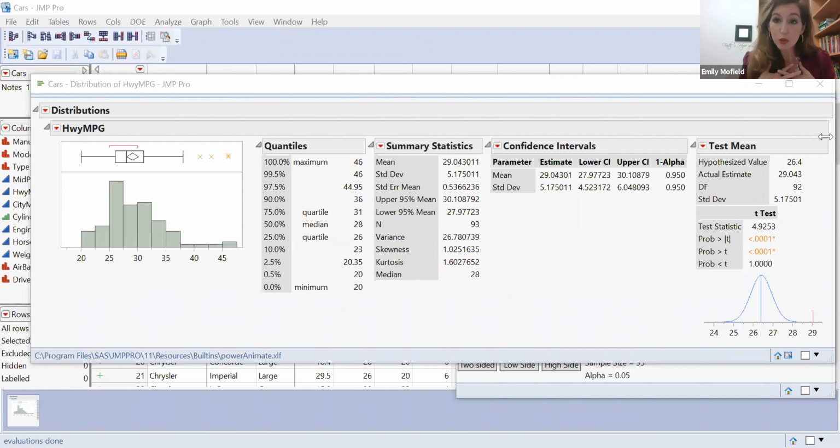My sample's highway miles per gallon were indeed, I forgot if they were bigger or smaller. Bigger. It was higher than the national average. So that's how you get the effect size. All right, so that's the easy one sample t-test.